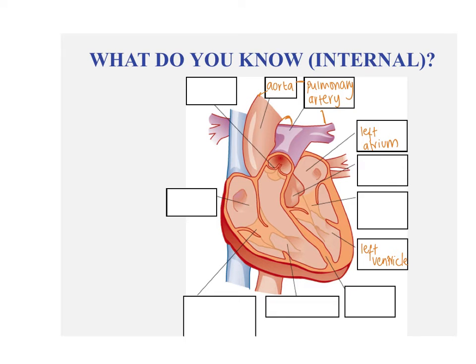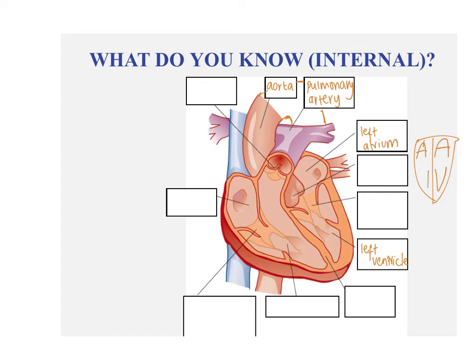The way I like to remember it is if you've got the heart and it's split into four, you can imagine that an A is going to fit nicely there and a V fits nicely in the bottom. So the atria are at the top and the ventricles are at the bottom.